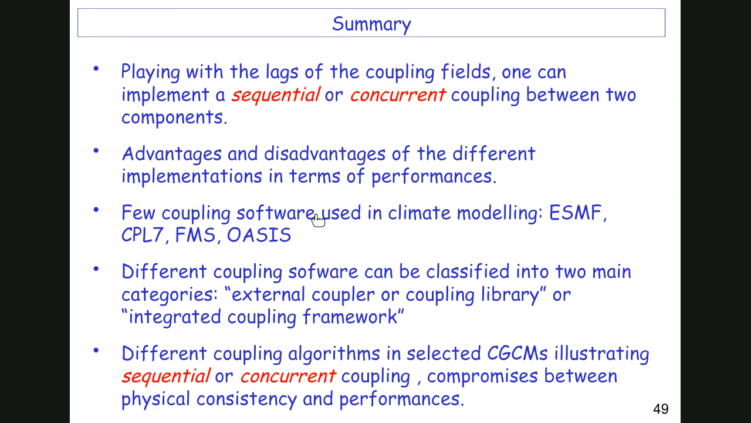We've gone over some coupling software used in climate modeling, so ESMF, CPS7 and FMS, which represented the first category of coupling software that I call the integrated coupling framework approach. And then I've also described Oasis, which is the example I showed of the coupler or coupling library approach. As I said, we can split the different coupling software in those two main categories. And you've seen different coupling algorithms implemented in some coupled general circulation models, which are always compromises between physical consistency and performance, and also historical developments. So I'm done, and I think it's about the right time.